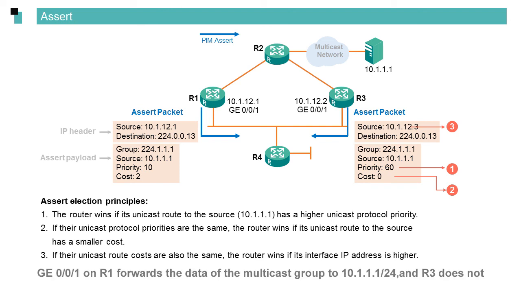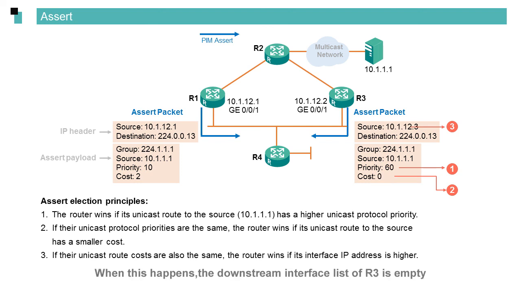GE001 on R1 forwards the data of the unicast group to 10.1.1.1/24, and R3 does not. When this happens, the downstream interface list of R3 is empty, and therefore R3 uses its upstream interface to send a prune packet to R2, requesting to be pruned from the multicast distribution tree.